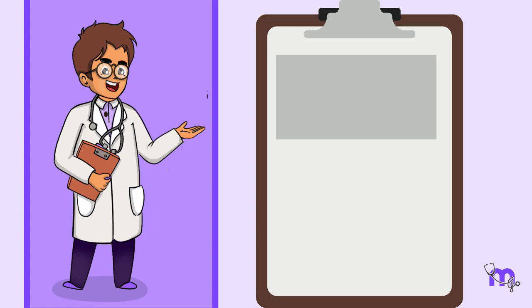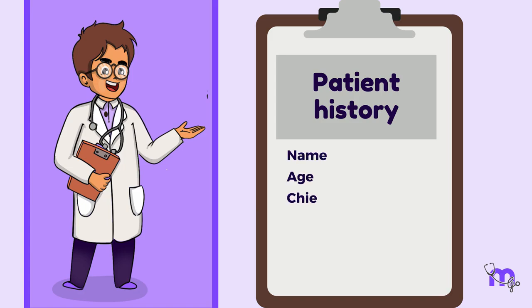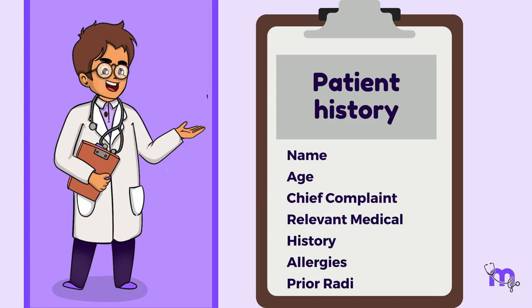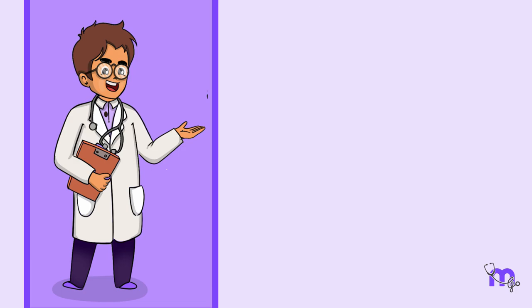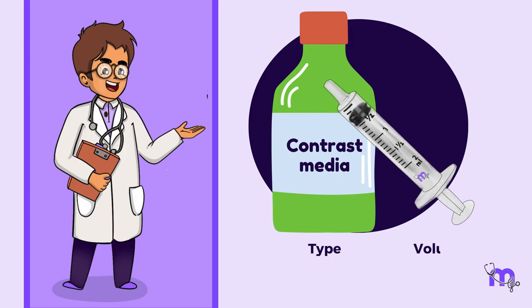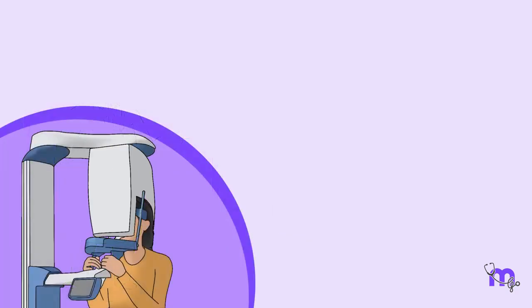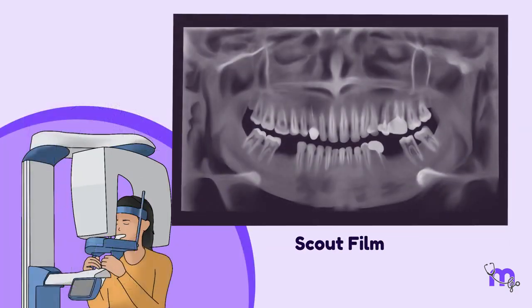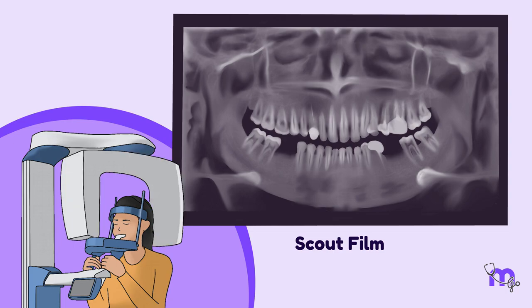This phase involves collecting detailed clinical data about the patient. This includes their name, age, chief complaint, relevant medical history, allergies, and prior radiographs if available. We also inquire about any previous use of contrast media and the type and volume used. An initial radiograph called a scout film is taken to confirm proper patient positioning.